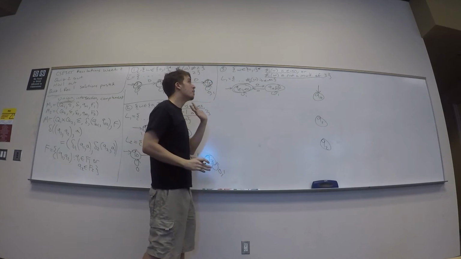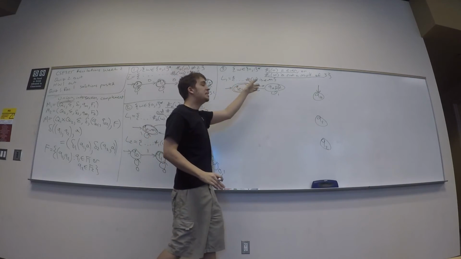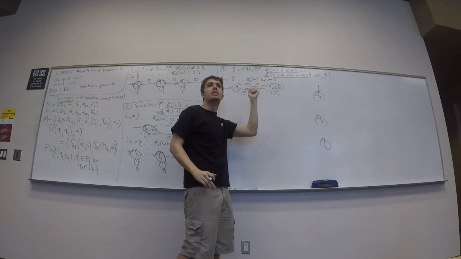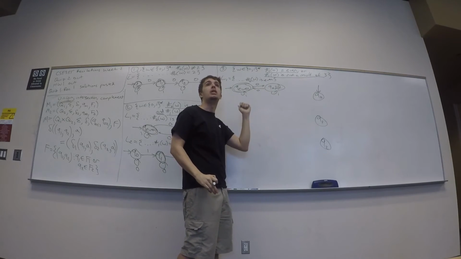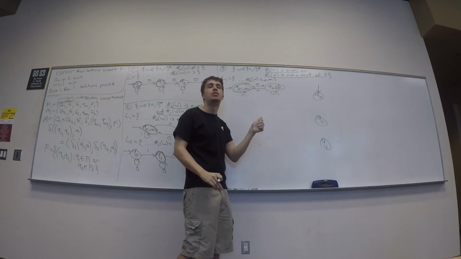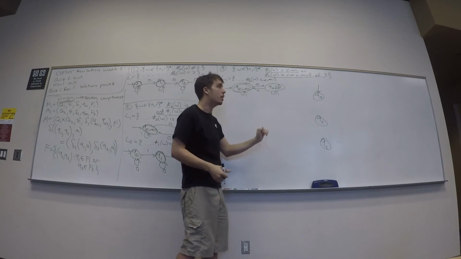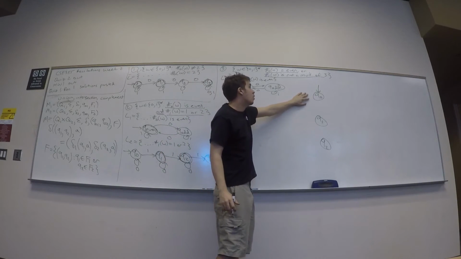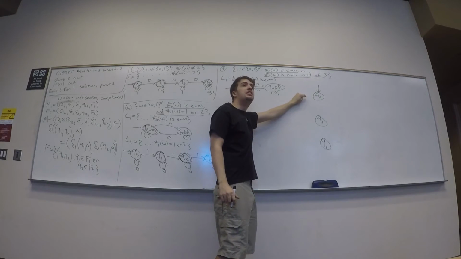So a couple of people got confused on Monday that this is not the binary representation of the number is a multiple of 3. What I'm checking is the number of ones. So it's a lot simpler than doing binary here. So let's think. What is Q0 going to do on 0?